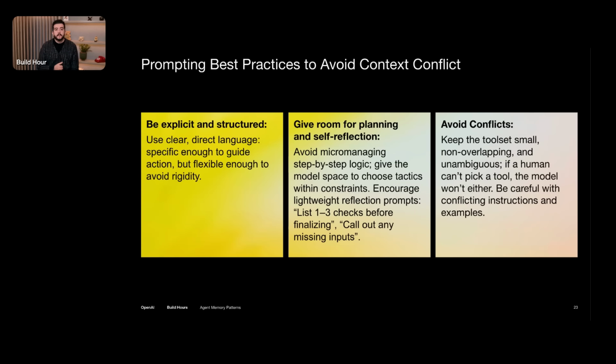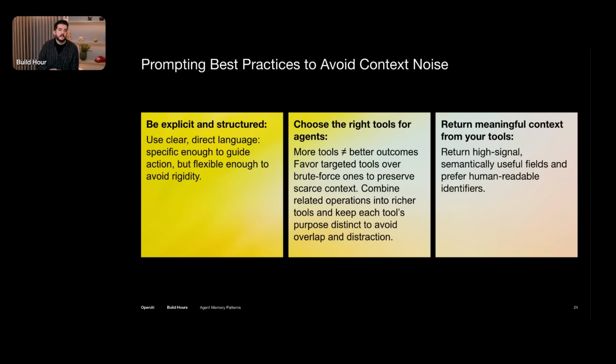So I would like to start with prompting best practices to avoid context conflict. You can also find them in our prompting guides and cookbooks. The first rule is being explicit and structured. We suggest you use clear, direct language, specific enough to guide action. You should give room for planning and self-reflection. I think this is becoming more and more important with reasoning models like GPT-5. And you should avoid conflicts, so keep the tool set small and non-overlapping. Don't use ambiguous definitions. Even if a human can't pick a tool, the model won't either. So be careful with conflicting instructions and tool definitions.